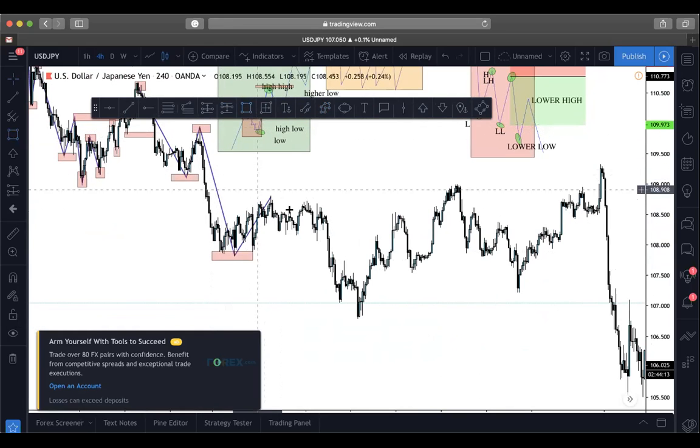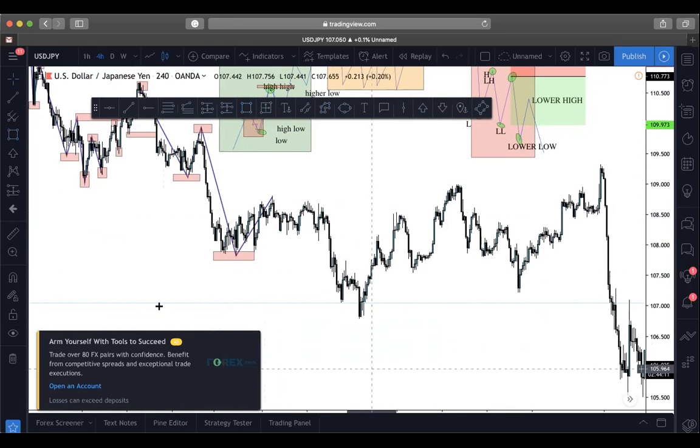Now, in your own time, you can go through the charts and do this exact same thing. And this is why we use the tools. I was teaching you how to use the tools yesterday. This is why we use the box and the line, so it can help us practice.